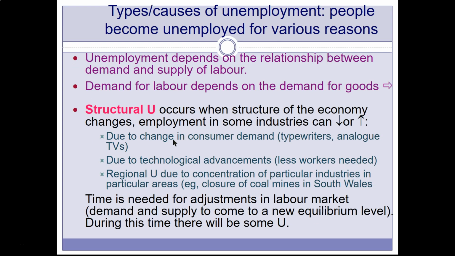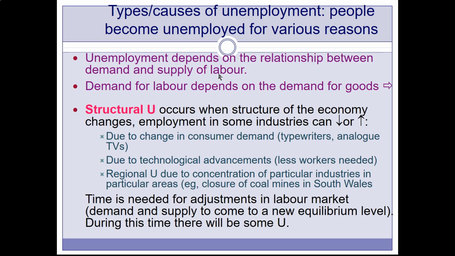The first thing which we need to learn is that there are many different reasons why people become unemployed, and as a result we can separate or classify unemployment into different types. So first of all, you need to know that unemployment depends on the relationship between demand and supply of labor. Like in any other market, we can draw the demand and supply diagram for labor. We can work out the equilibrium situation in the labor market, and we can also find that if there is some discrepancy between demand and supply in the labor market, this can cause unemployment.